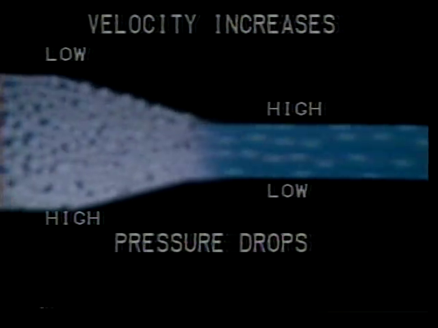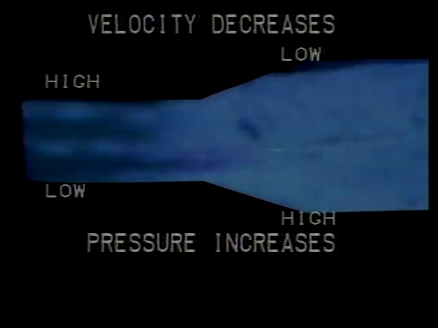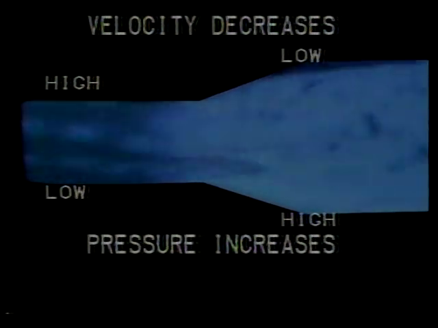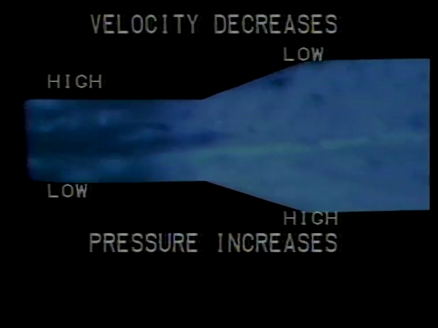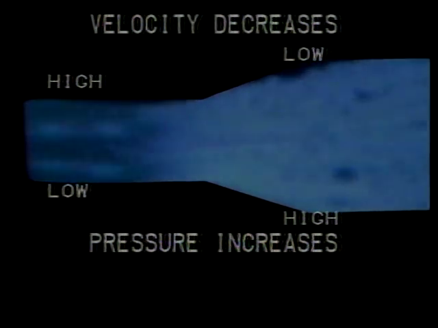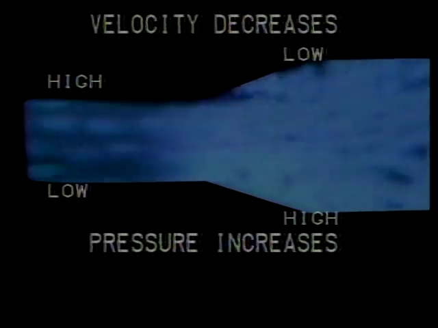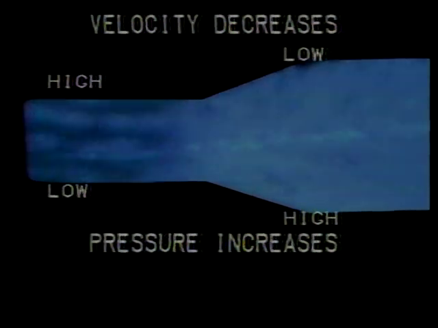If we allow the air to flow back into a pipe of the original size, the flow is now traveling at a lower velocity. Since the velocity of air decreases, excess energy is converted into a pressure increase. When air flows into a larger pathway, velocity decreases and pressure rises.